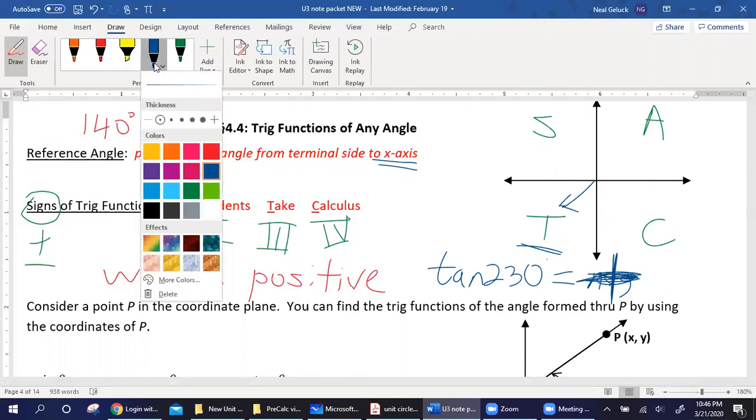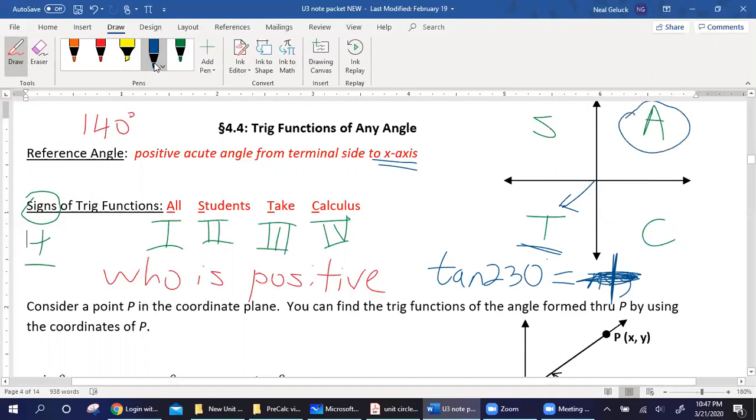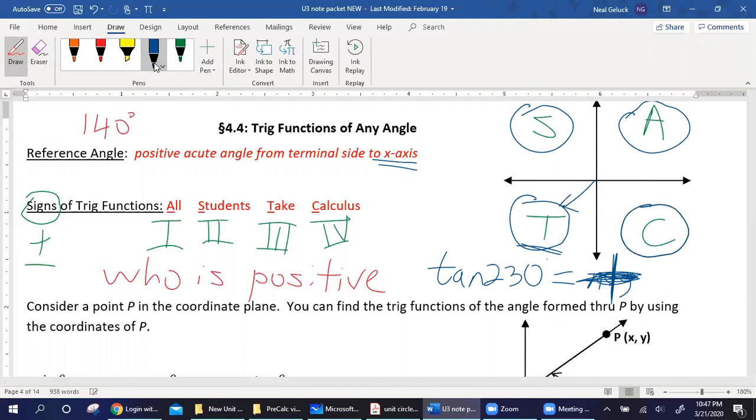So the first quadrant literally does mean all. All the trig functions are positive in the first quadrant. In the second quadrant, only the sine is positive. In the third quadrant, only the tangent. And in the fourth quadrant, only the cosine. So again, this tells me who's positive. And as we go through the problems, I'll keep referencing all students take calculus, so we'll get very used to it.